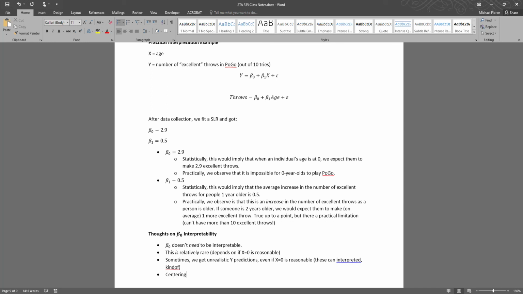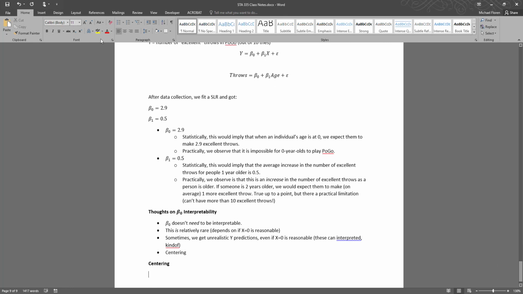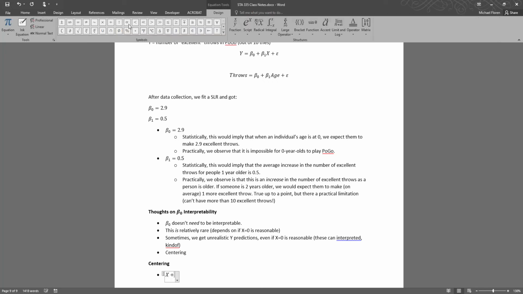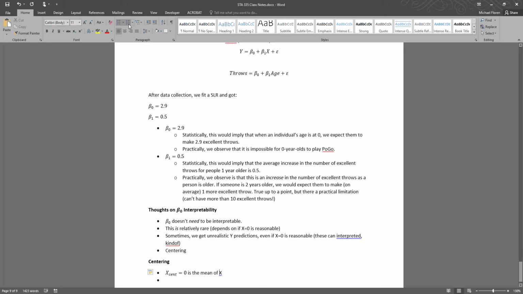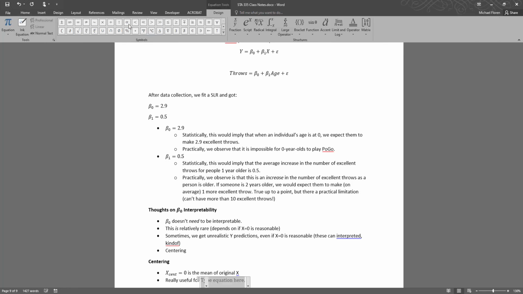And I mentioned this idea of centering earlier. Let's talk a little bit more about it. As we mentioned earlier, the centered value of x is the mean of x. So when the centered variable x is 0, that now represents the mean of the original x. And this is really, really useful. In fact, we may be able to just write this for the beta 0 interpretation if you're interested.